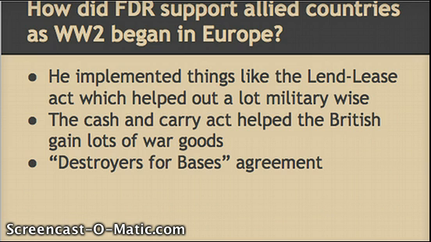How did FDR support Allied countries as World War II began in Europe? Because the United States had a neutral stance when World War II broke out in September 1939, they needed a way to help aid Great Britain while remaining free of conflict. So the initial constraints of the Neutrality Acts limited them to arms sales, like the cash and carry purchases. The cash and carry purchases were when Great Britain came to the US, but they had to pay for all of the military supplies with cash, and they were responsible for taking them out of the US themselves.